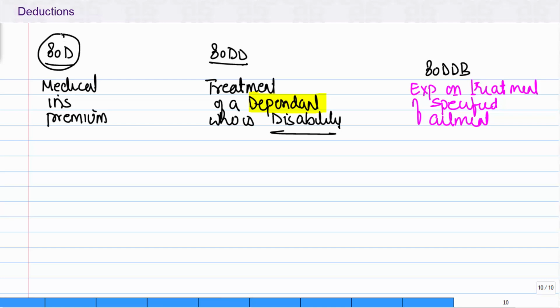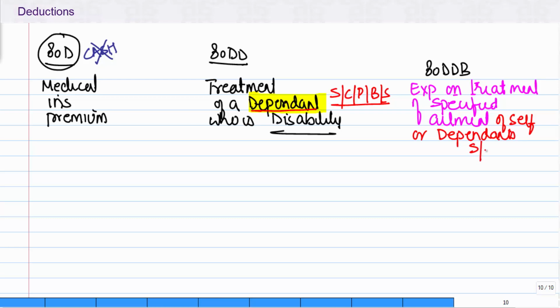The first and foremost, 80D, the payment should be made in a mode other than cash. Dependent over here will be spouse, children, parents, brothers and sisters. 80DDB is also for treatment of specified ailment of self or dependents. And dependents over here again means spouse, children, parents, brothers, and sisters. So first and foremost, there are three sections we are looking at: 80D, DD, and DDB. Now I'm going to take up the smaller ones first.